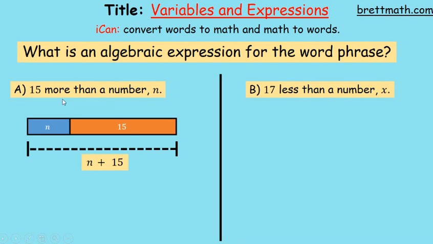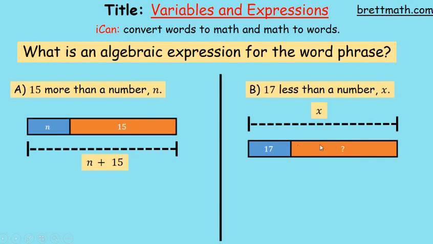But we can't draw out our numbers here because more than is adding and less than is taking away. So we're actually starting off with our big length, which we know is a number, x, and then we need to find out what 17 less than this whole thing is. So if I put 17 here to represent it, and I want to know what x take away this 17 is, well, there's my question mark. That's the one I want to find out.